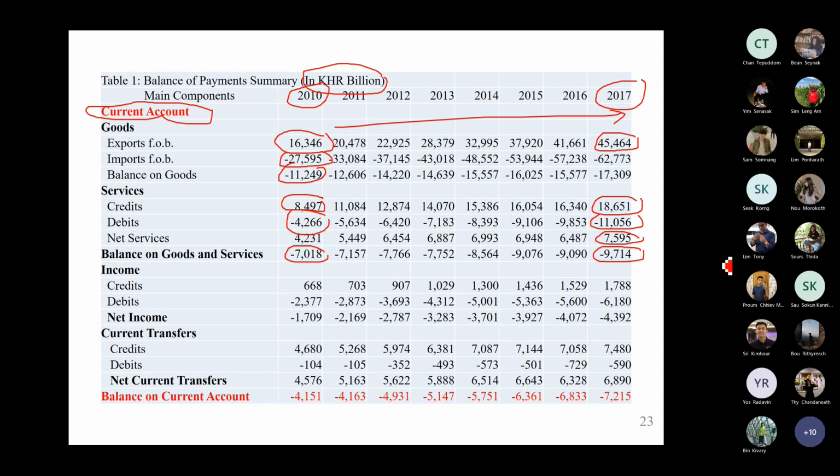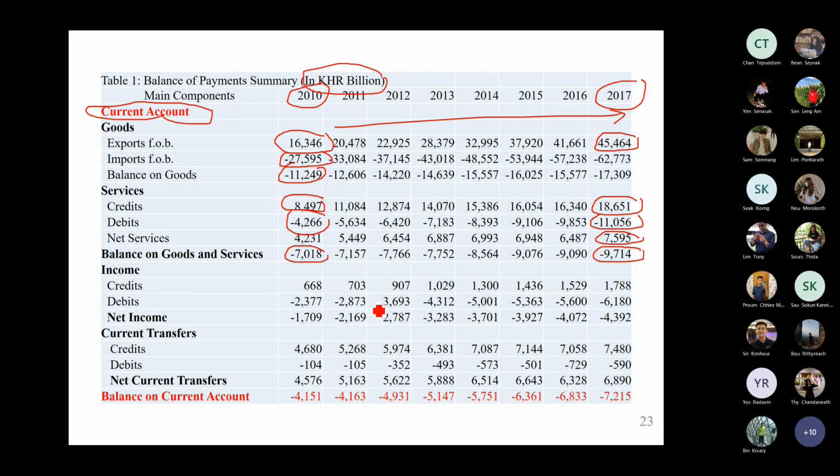Any other question regarding this current account export and import of goods and services? Okay, so if everything is okay, we can move to the next element in the current account. Remember that the current account has information on the export and import, but it also has information about transfer.